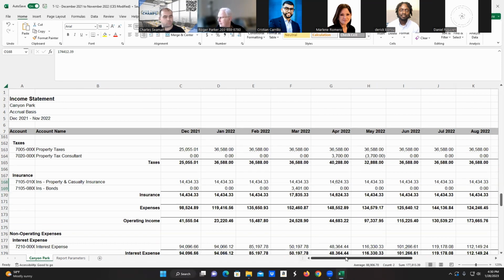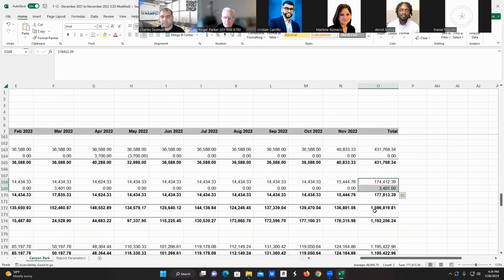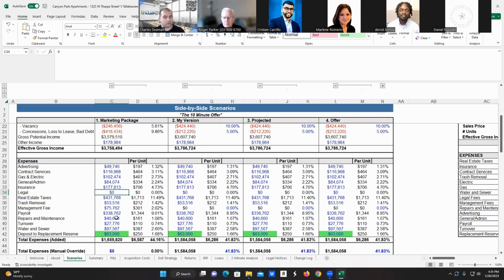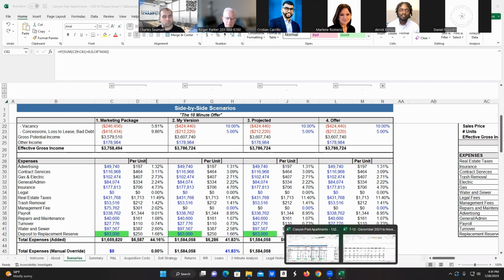We'll make sure our expenses prove out the same way that our income did. Okay, so our expenses here are 1,596,819.81. And everything proves out, we're in good shape with that. So for now, we're all done with the T12.